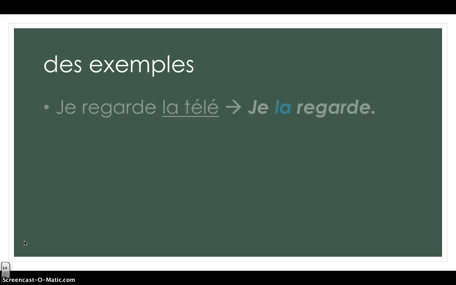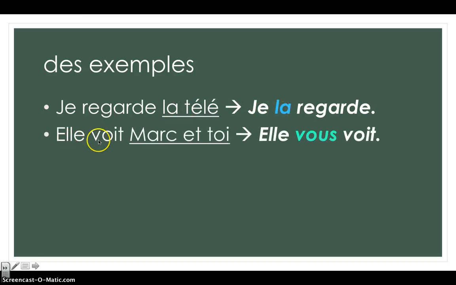Here are some more examples. Je regarde la télé. All right, la télé. I look at it, I watch it. All right, but it's feminine, so I use la. Je la regarde. Elle voit, she sees Marc et toi. She sees y'all. All right, so Marc et toi remembers the food form.